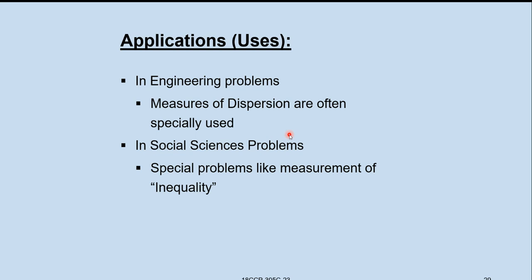You will understand slowly. In social science problems, social science means history, geography, economics, commerce, all these are social sciences. There are special problems like measurement of inequality. For example, there are so many differences in the income of so many people. So the economist will try to study why they are differing by using measures of dispersion. He can study the measures of this inequality. Like this, you can use them.